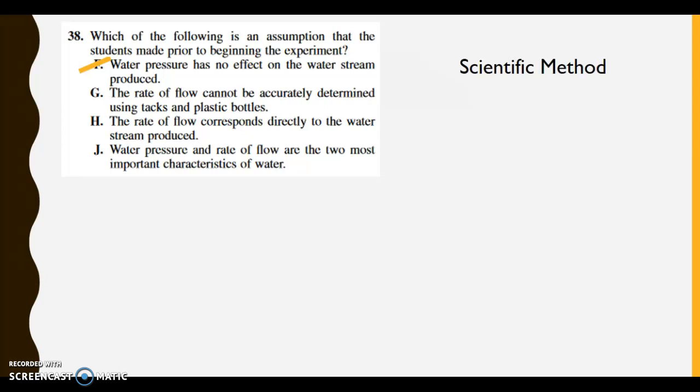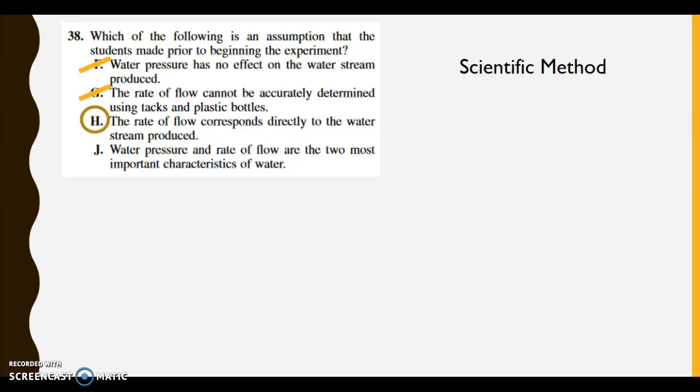conduct this experiment. Answer choice G. The rate of flow cannot be accurately determined using tacks and plastic bottles. While that may be true, again, that assumption wouldn't help them in their experiment, so that answer choice is also incorrect. Answer choice H. The rate of flow corresponds directly to the water stream produced.